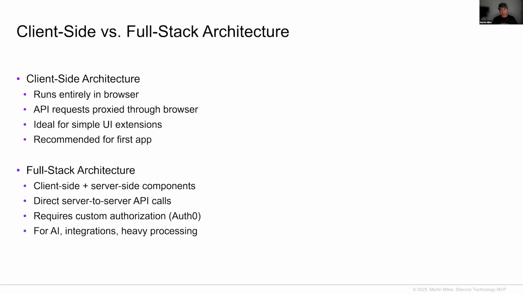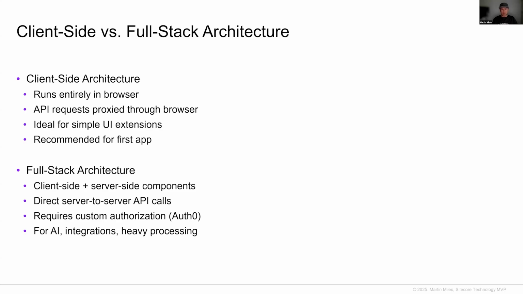This is the simplest option, and it's perfect for building simple UI extensions, things like custom field controls, dashboard widgets, context panels that display some sort of basic information. If you are simply getting started with marketplace development, I strongly recommend you start with the client-side. It's much easier to set up, and it requires less infrastructure.